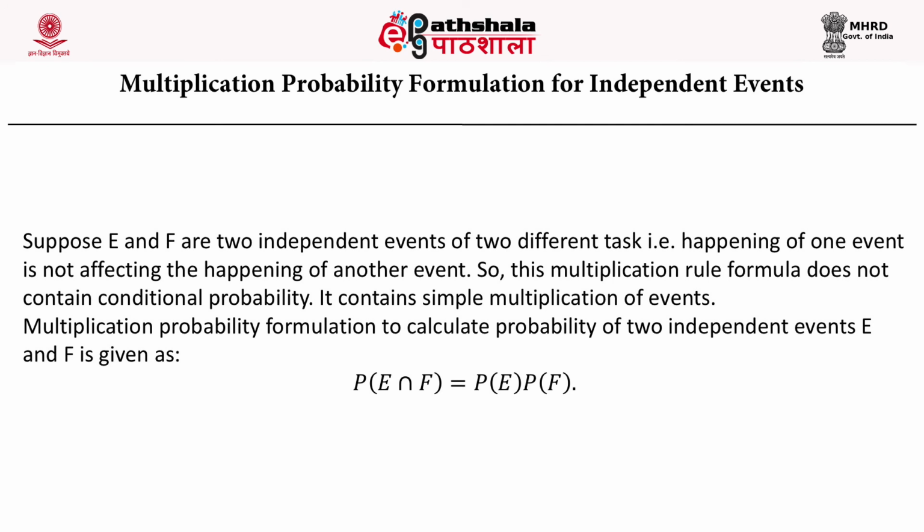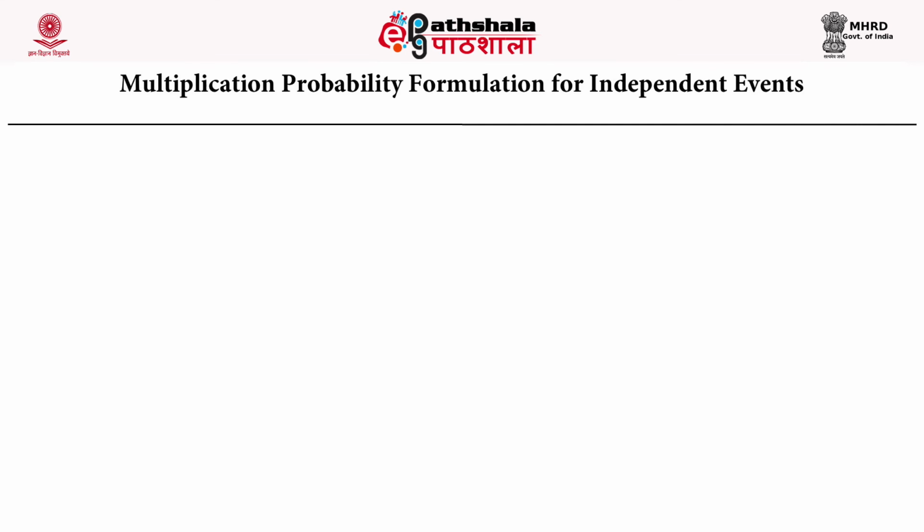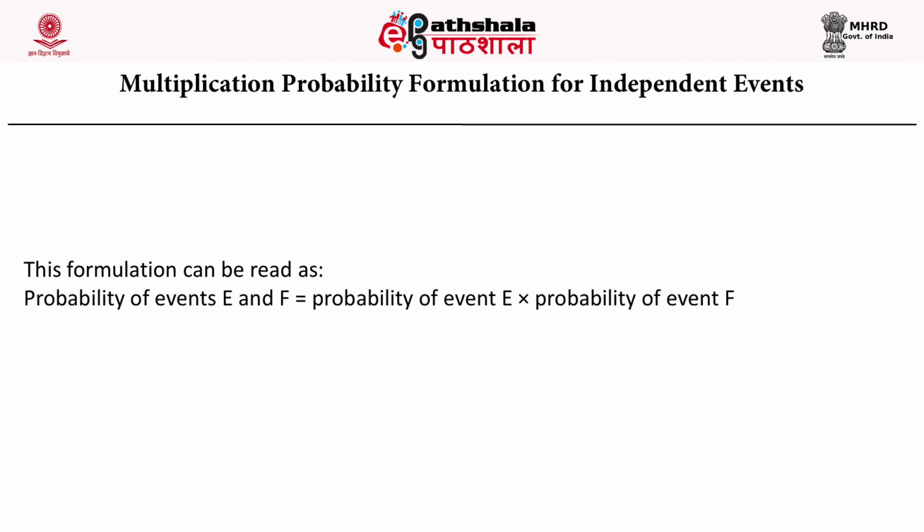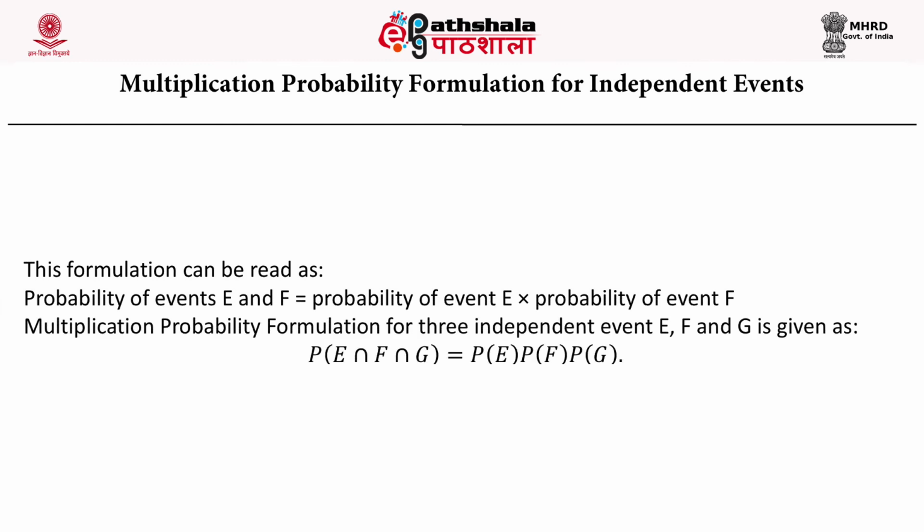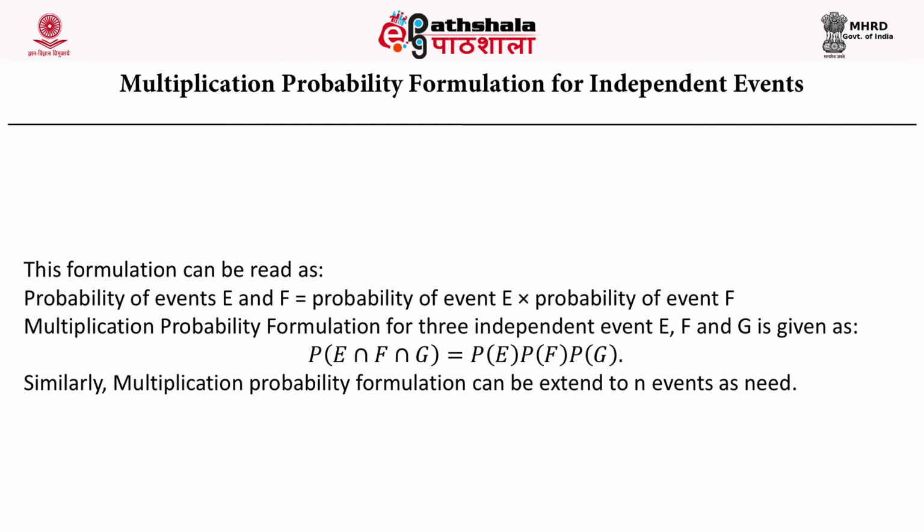The multiplication probability formulation to calculate the probability of two independent events is given as probability of E intersection F is equal to probability of E into probability of F. This formulation can be read as probability of events E and F, which is equal to probability of event E into probability of event F. So the multiplication probability formula for three independent events E, F and G is given as probability of E intersection F intersection G, which is equal to probability of E into probability of F into probability of G. Similarly, the multiplication probability formulation can be extended to n events as needed.